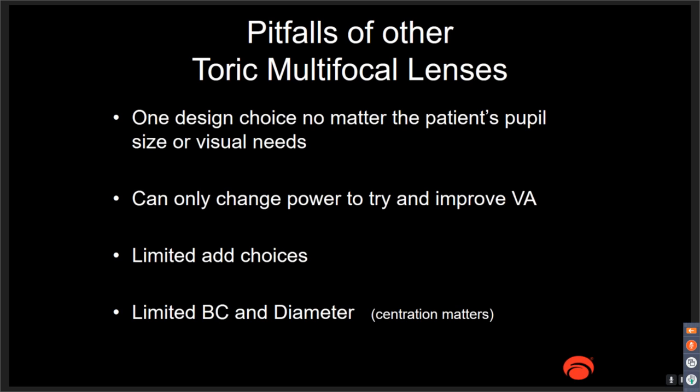And with any of these lenses, think about how these lenses are structured. You've got a central zone, whether it's distance or near, surrounded by an intermediate zone, surrounded by a distance zone, or near if you flip it. Well, if it's not centered, it's not going to work. And so it has to center over that line of sight.